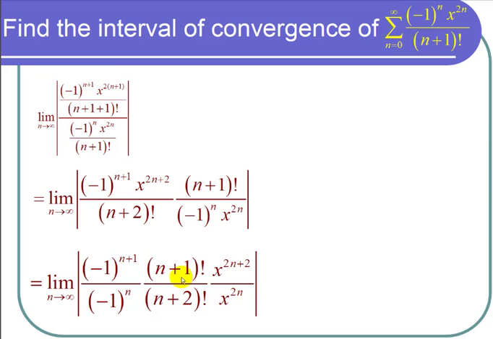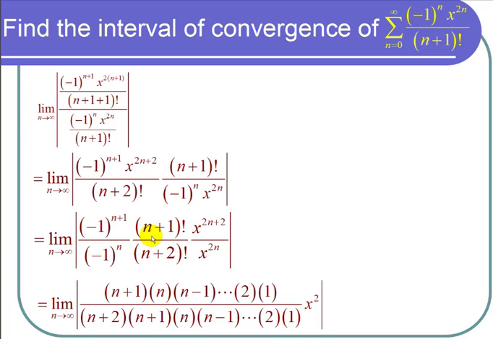And I'm going to expand out the two factorials. And what I get is n plus 1 factorial is n plus 1 times n times n minus 1 times all the way down to 2 times 1. And n plus 2 factorial is n plus 2 times n plus 1 times n times n minus 1 times all the way down to 2 times 1. Remember, the negative 1's went away, and the x to powers became an x squared.